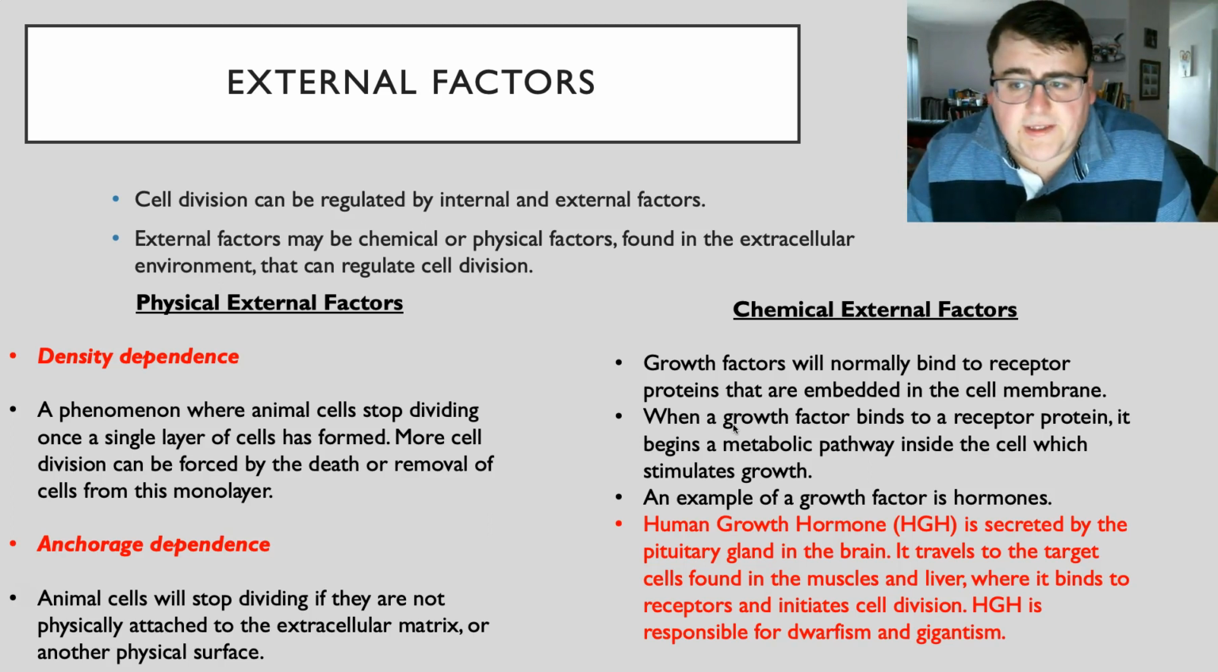So there's 2 different physical factors that we're going to look at. Density dependence and anchorage dependence. Density dependence is basically a phenomenon where animal cells stop dividing once a single layer of cells has been formed. And more cell division won't actually occur unless one of those cells in that layer dies or is removed. So you get one layer of cells, cell division stops. One of those cells dies or is removed from the layer, then cell division will occur again to actually replace that and ensure that that layer of cells is full.